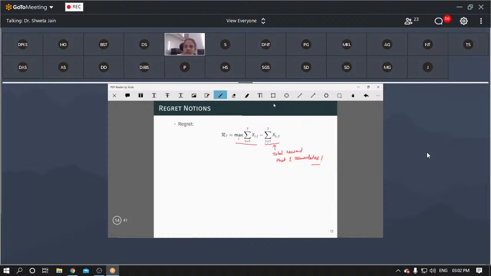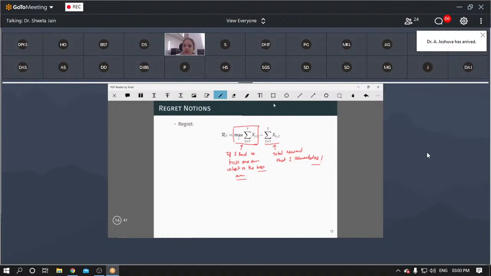And what is this first term? If suppose I had to choose one particular arm that I can pull daily, then it would be the arm which maximizes the total sum. That is this reward. So if I had to pick one arm, what is the best arm?